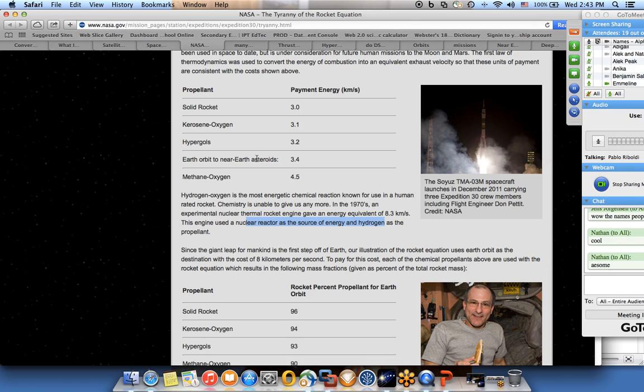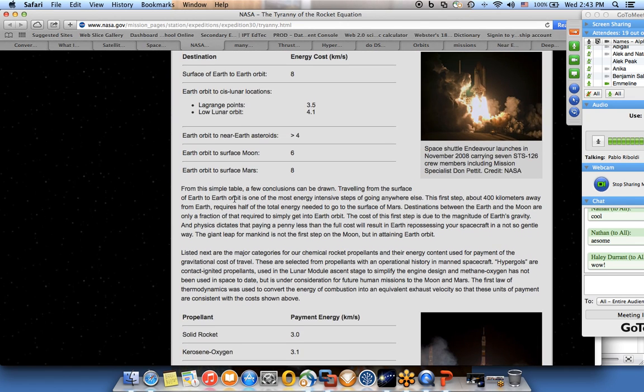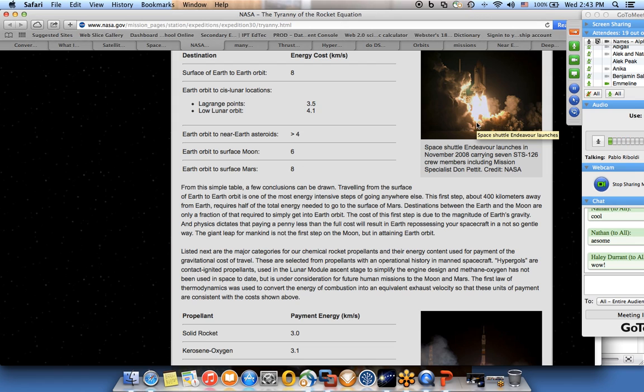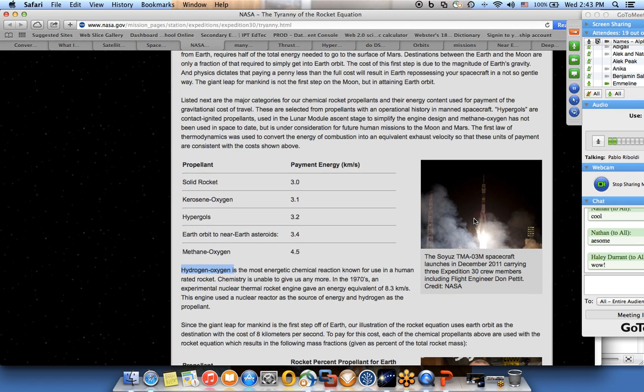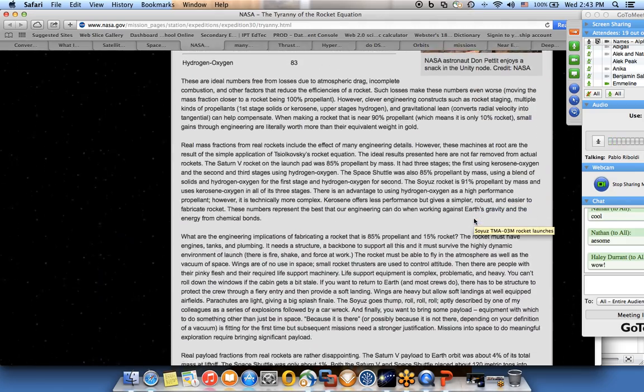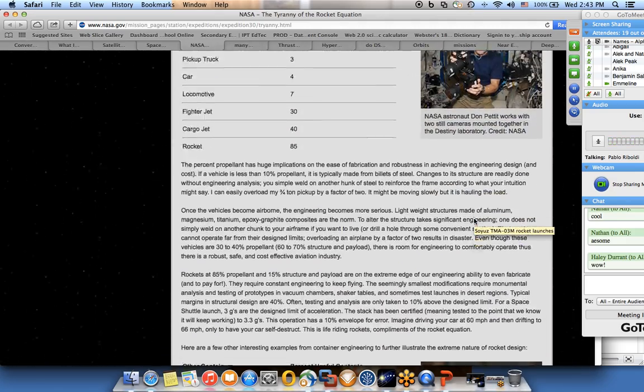All right. So all these ones, kerosene oxygen, methane oxygen, hydrogen oxygen, those are usually the propellants that are used in the rocket boosters. Okay, the rockets once they launch at first. All right.